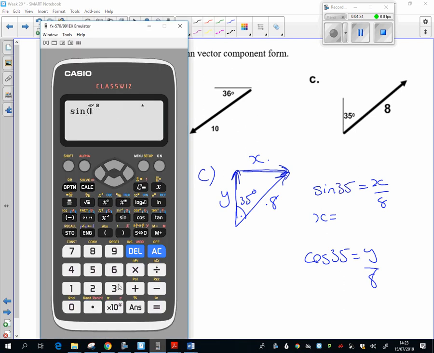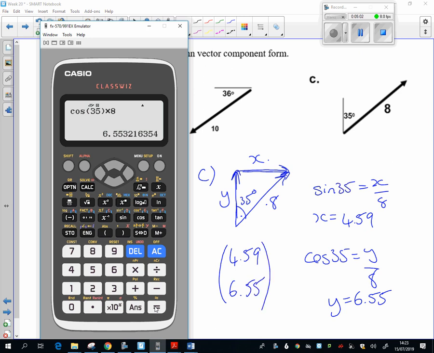Sine 35 multiplied by 8 is 4.59 to 3 significant figures, and cos 35 multiplied by 8 is 6.55 to 3 significant figures. So again, I'll write this one as a column vector, so that would be 4.59, 6.55. Again, if you gave it as an i and j vector, it would be 4.59i plus 6.55j.